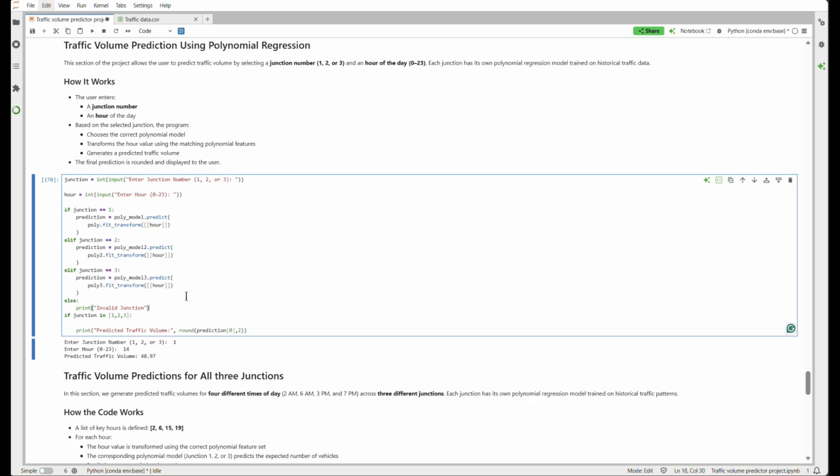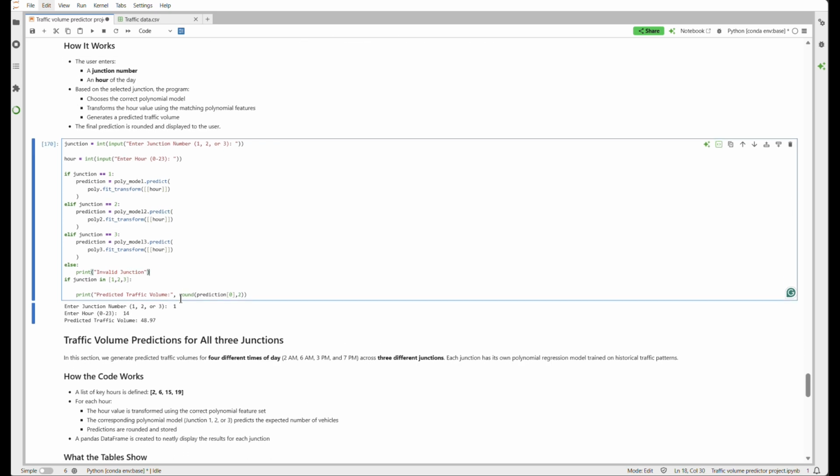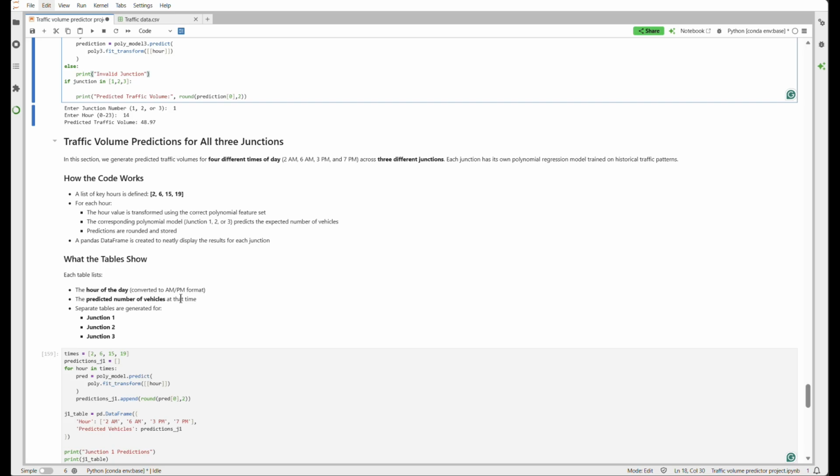Once the correct model is selected, the hour entered by the user is transformed using the same polynomial features process that was used during training. This step is necessary because the polynomial regression model was trained using transformed hour values, not just the original hour by itself. The model then predicts the expected number of vehicles and prints the result. This satisfies the project requirement for an interface for using the model.